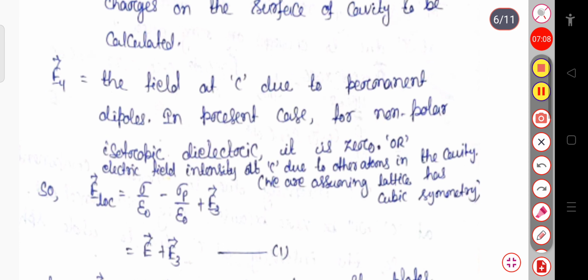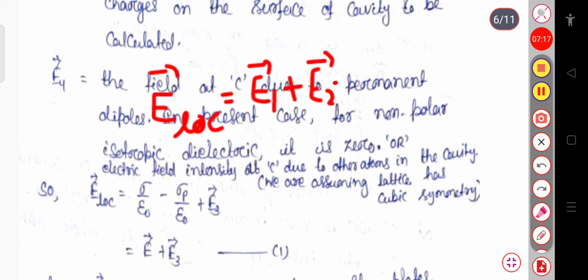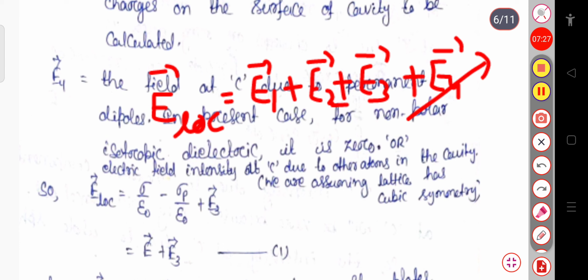Now if I calculate the total electric field, that is the localized field, E localized equals the sum of E1, E2, E3 and E4. Since here we are considering a non-polar dielectric, E4 equals 0. Now we have E1 plus E2 plus E3. E1 is nothing but sigma by epsilon naught when there is no dielectric. When we introduce the dielectric, then this will be sigma p by epsilon naught.